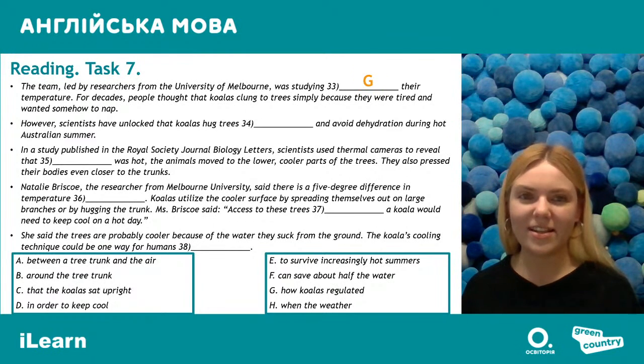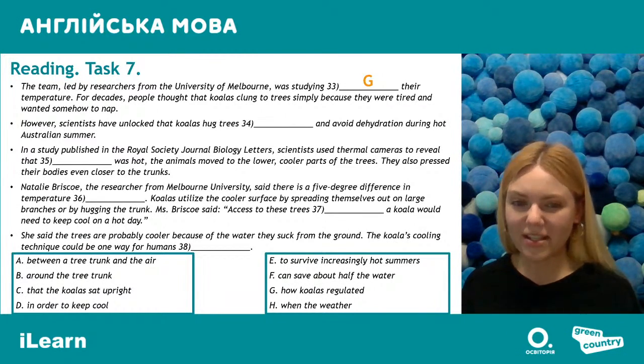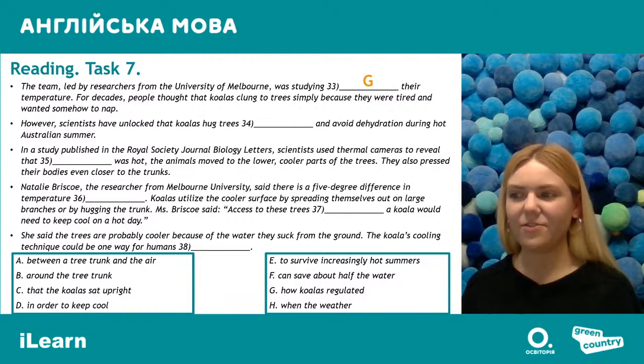33, that is G. So the team was studying how koalas regulated. Вони вивчали, як коали це роблять. That is logical. That is what we have predicted with you. And let's go to number 34.